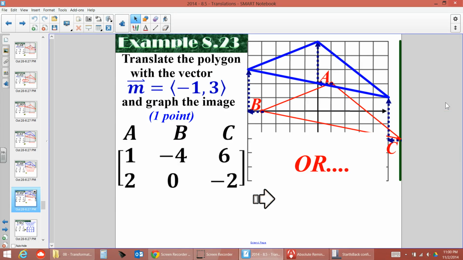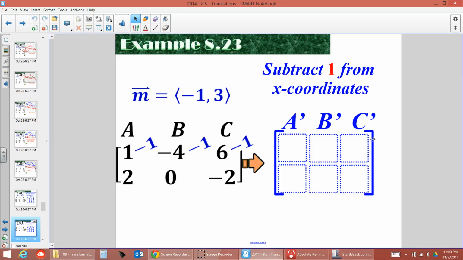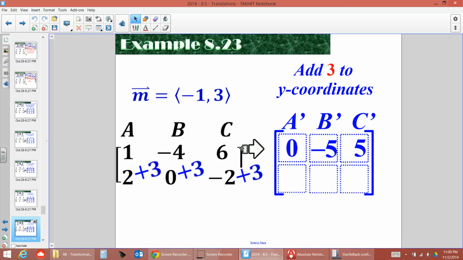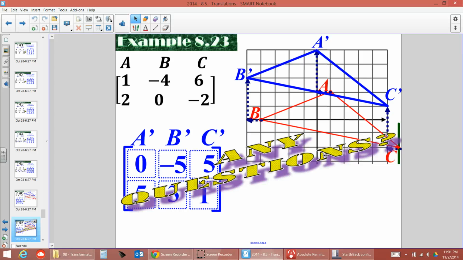But if you wanted to use the matrix method, I give you the original coordinates, and now you have to find the new coordinates. We would do this by simply subtracting 1 from each x coordinate, and then adding 3 to each. So this is what we meant by using matrix addition or subtraction. We can just add straight through. And those are our coordinates. We label them A prime, B prime, C prime, and we're done.